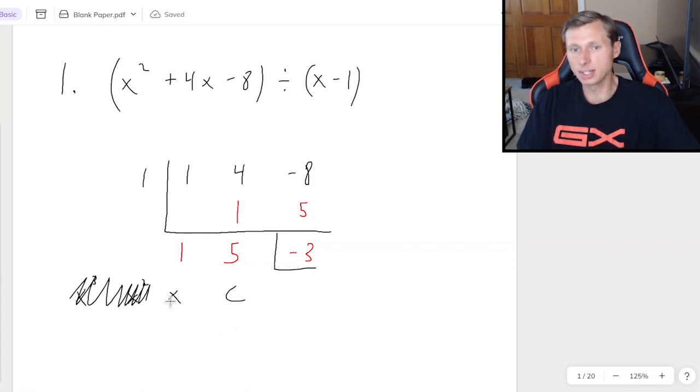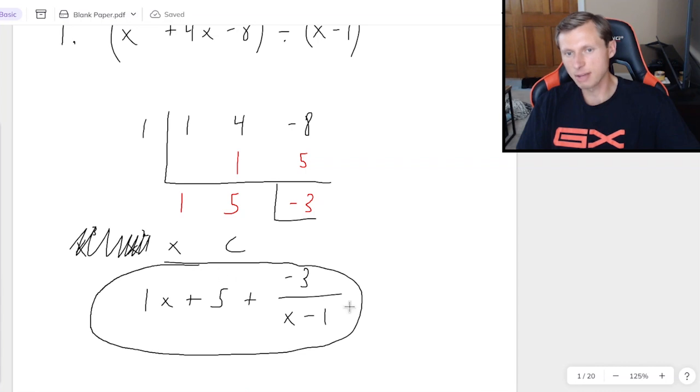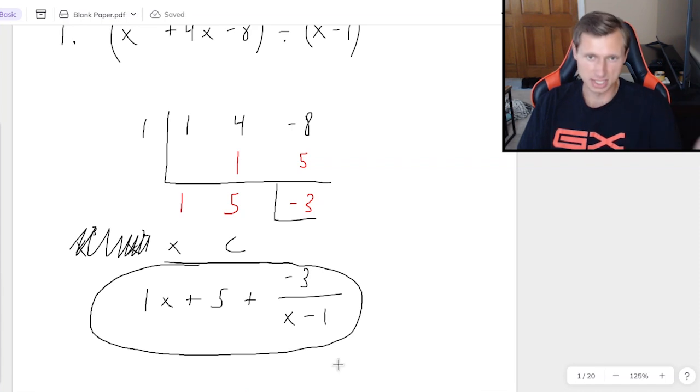So then my final answer is 1x plus 5. Don't write 5c, I'm just saying c, it's a constant. There's no x next to it. And then plus my remainder, which is always going to be the remainder in the numerator divided by whatever the divisor was. So in this case, x minus 1. And that's it. That's my final answer. Technically, I don't need to write 1x. I can just write x if I want. But here we go. This is the answer.